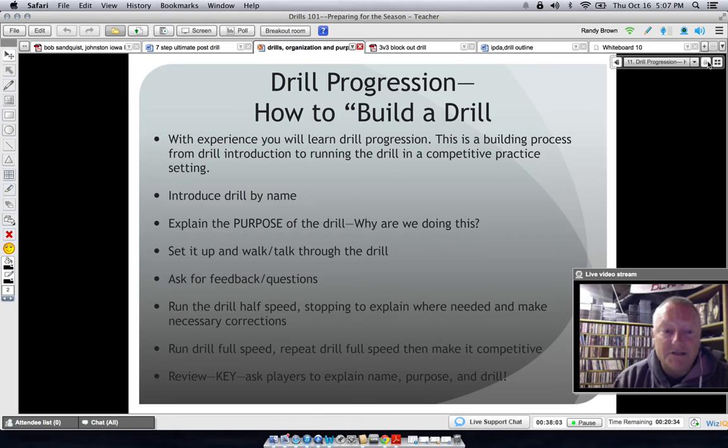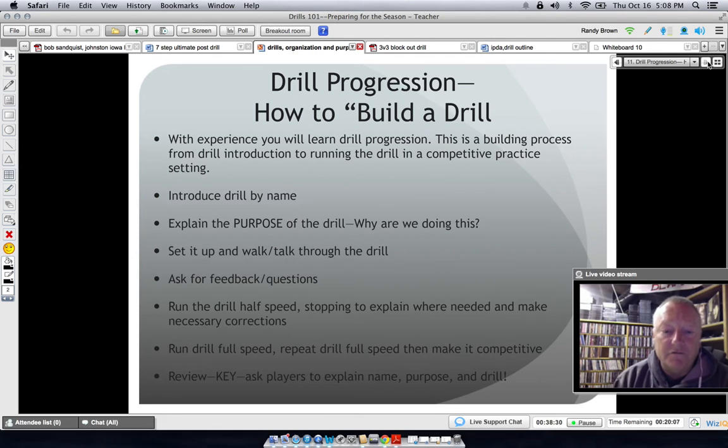All right, next, run the drill at half speed now. They know how it's set up, they know the purpose of the drill, the name of the drill, and they know how the drill is organized and run. So go half speed. Feel free to stop and explain if you need to, and reinforce some teaching. Make the corrections necessary. Now you're ready to run the drill at full speed.